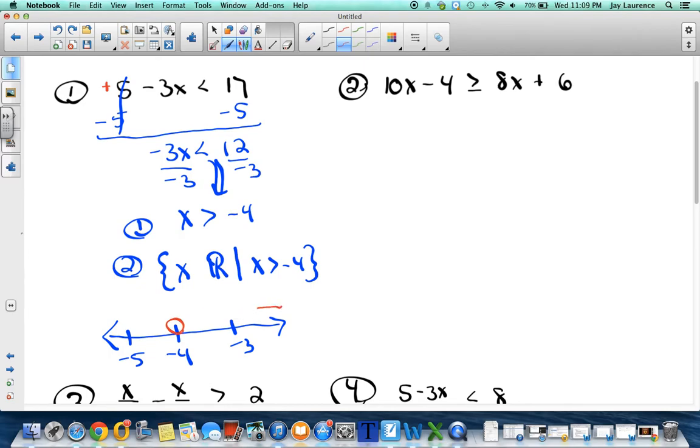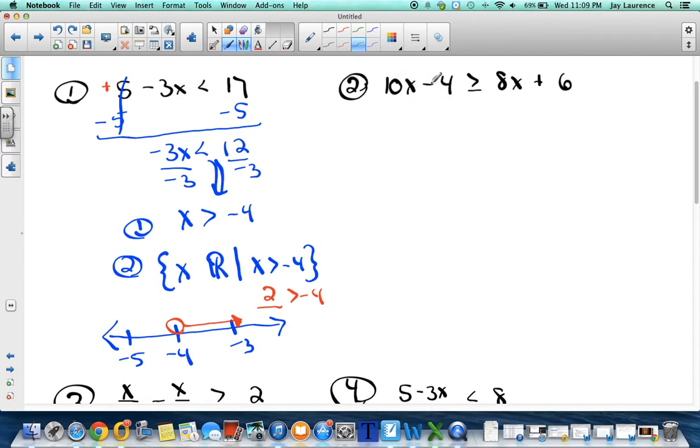Now I'm going to test. x is greater than negative 4. I'm going to leave that blank. Fill in a number for x. Pick an obvious number like 2. 2 is greater than negative 4. Or is 2 on this number line? It's to the right. So I'm going to shade to the right. Pretty simple stuff.